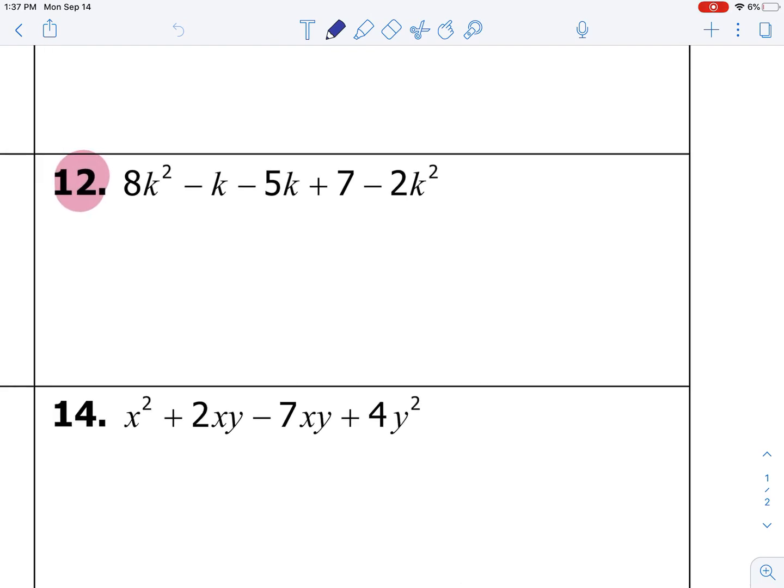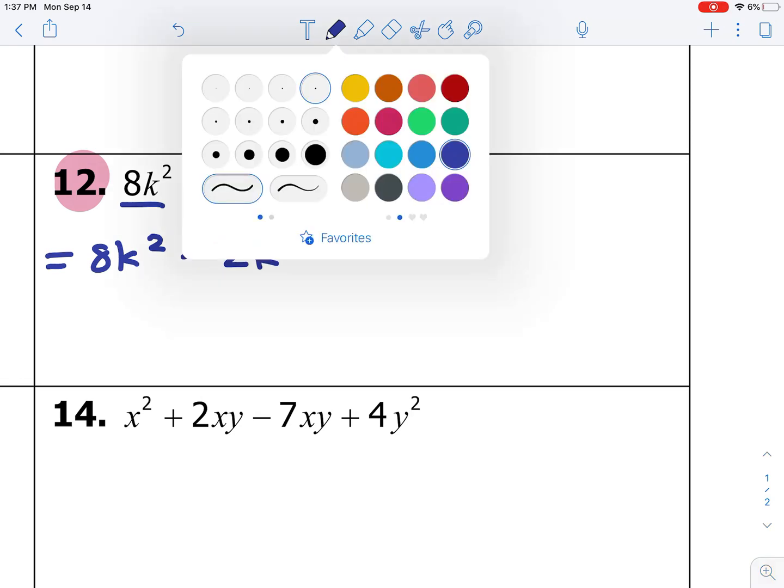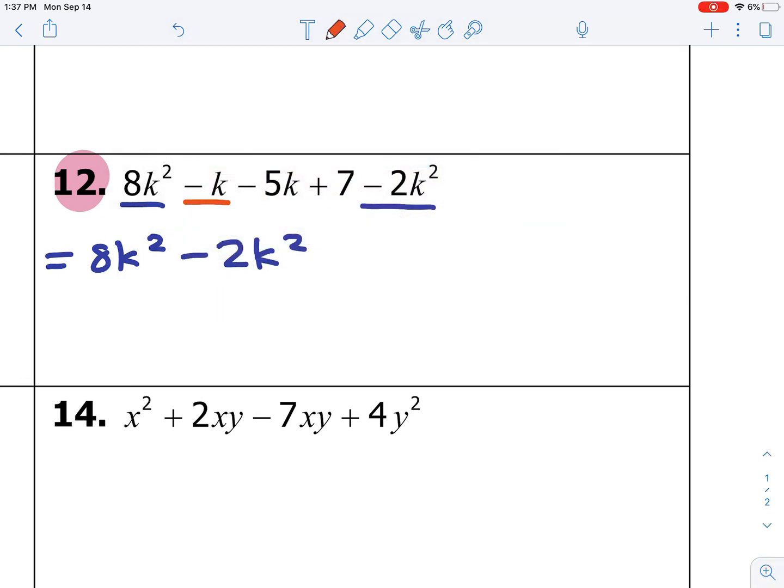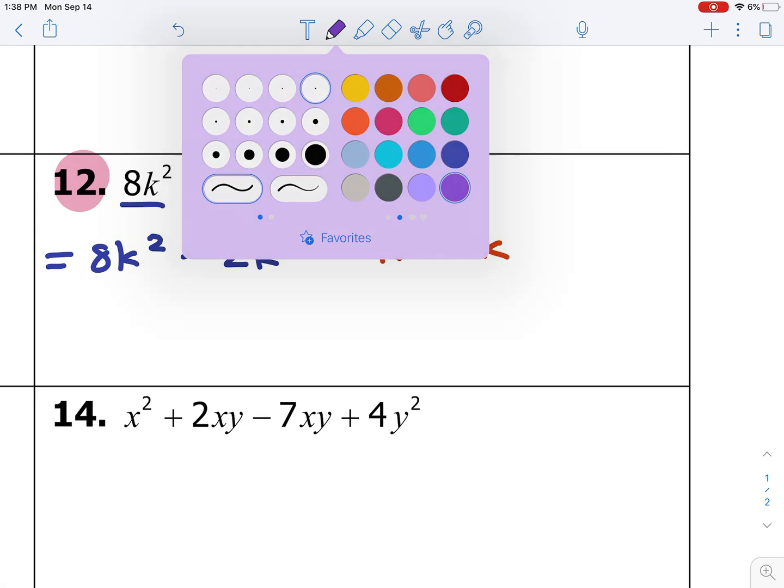So we'll start here with number 12, and we have a first term of 8k squared. So I'll look along here for another k squared, and I find one at the very end. So 8k squared and negative 2k squared are like terms. The next term is negative k. I look along what I haven't underlined yet for another k. I have one right here. So I have negative k minus 5k that are like terms.